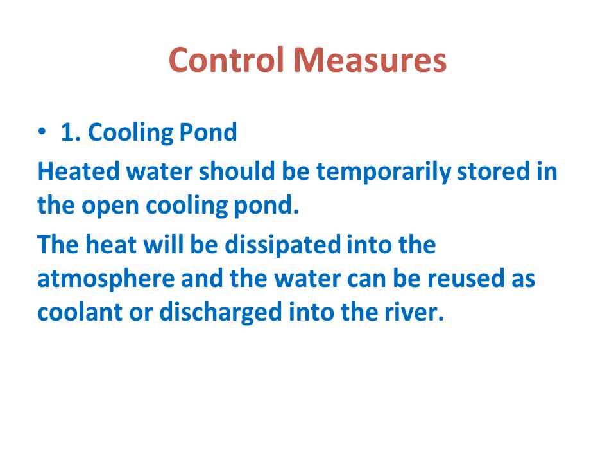And how to control thermal pollution? First one, cooling pond. The heated water should be temporarily stored in the open cooling pond. The heat will be dissipated into the atmosphere and the water can be reused as coolant or discharged into the river as the temperature drops down because of the cooling effect of the pond.